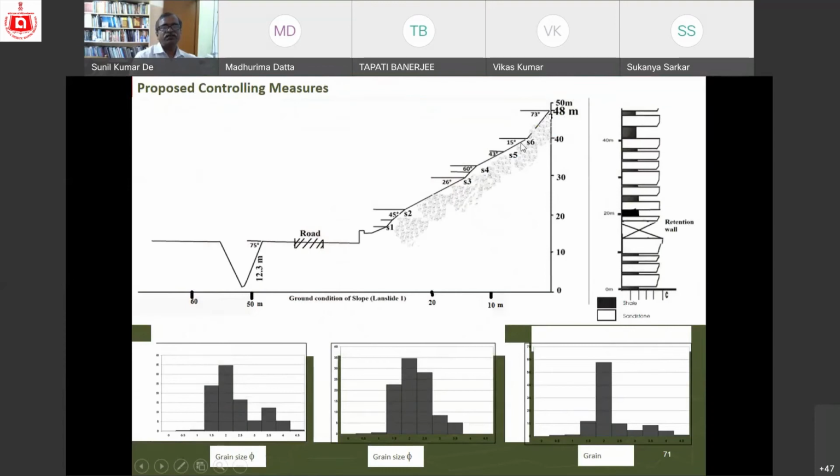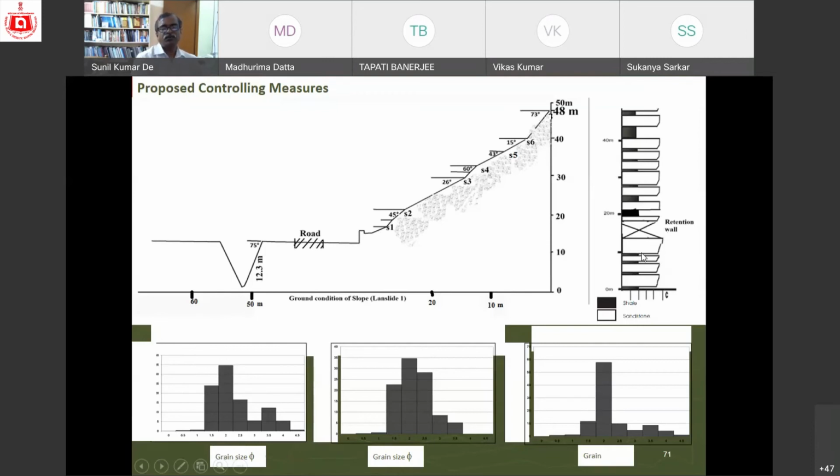All these individual slope breaks, individual slope facets and slope buffers we have measured from the field. And then we have prepared this slope map, and we have proposed that this is the road, and here is the valley. There should be a gap between the road and the main slope. After that, we need to prepare this retention wall, and we have given the specification of the retention wall also.